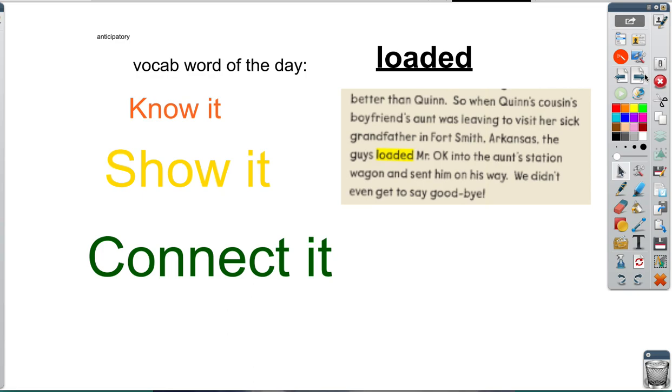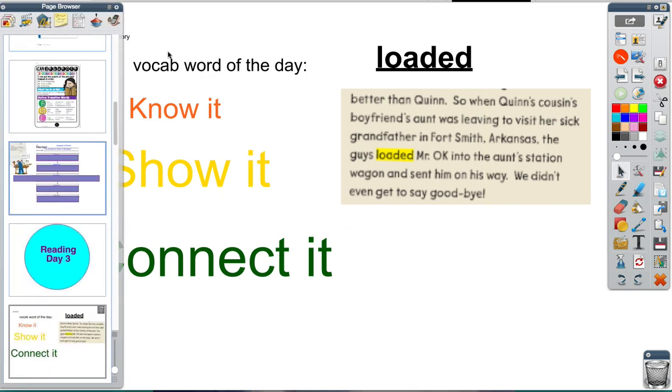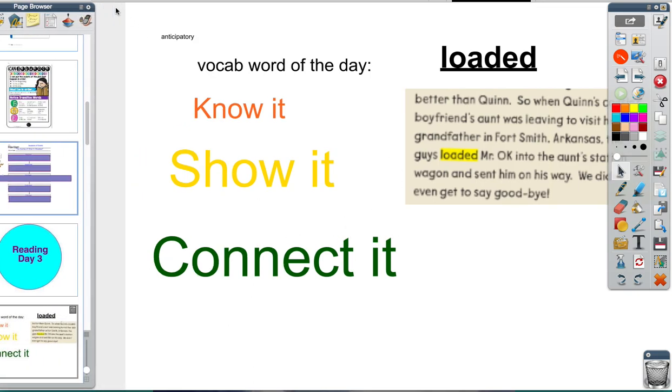So, pause the video here for the vocab word of the day loaded so you can tell the definition for know it, act it out for show it, and give an example for connect it.